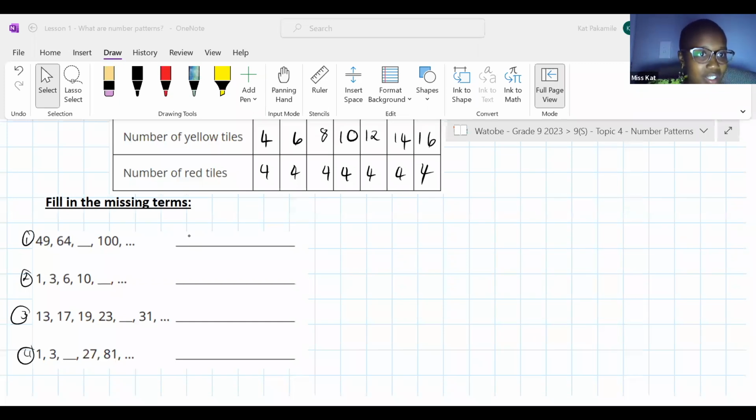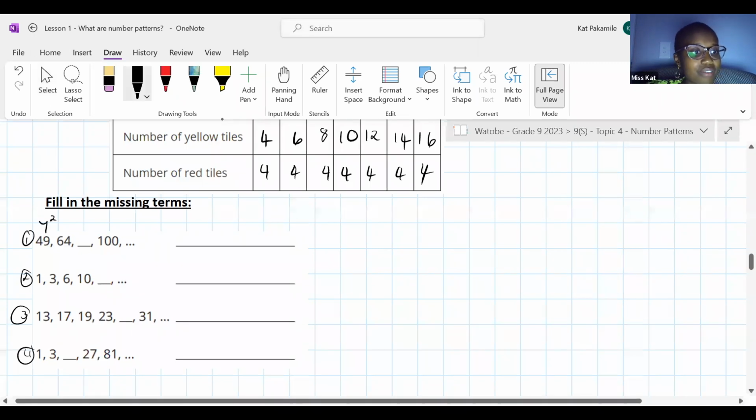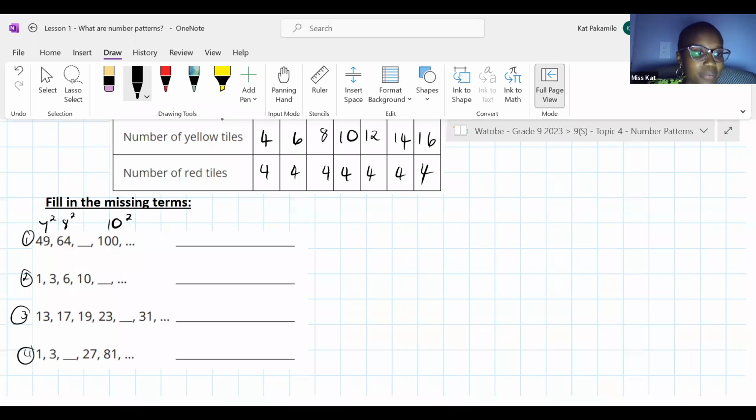Okay, but these are special types of numbers. Where have you seen these numbers before? 49, 64, 100. Oh, square, perfect square. Squares, there we go. This is 7 squared, and that's 8 squared, and that's 10 squared. So what's missing? 81, ma'am. 81. And these are square numbers. Brilliant, Minenhle. Thank you very much.